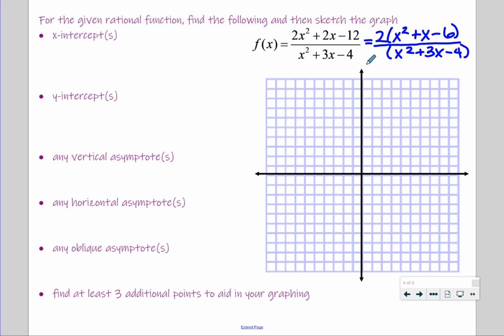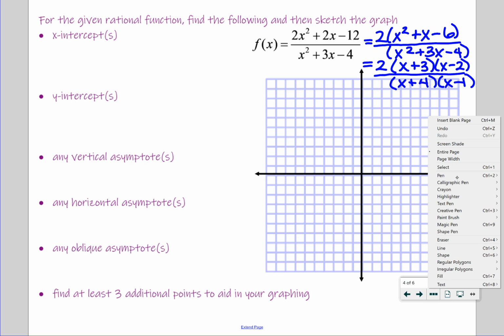And then I think I can factor both of those quadratics. So bring my 2 down. My first numerator here, it's going to be what multiplies to -6 and adds to 1. That's +3 and -2. My denominator, we're looking for what multiplies to -4 and adds to 3. That's a +4 and a -1. And you can see that we've got no common factors there, nothing cancels, which means we do not have a hole in this graph.